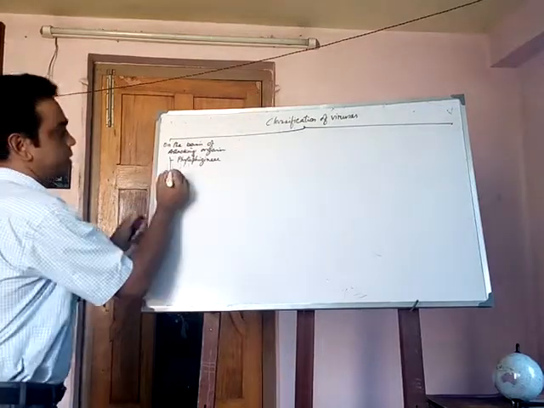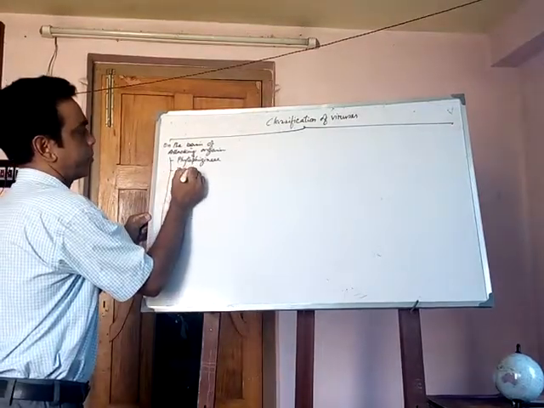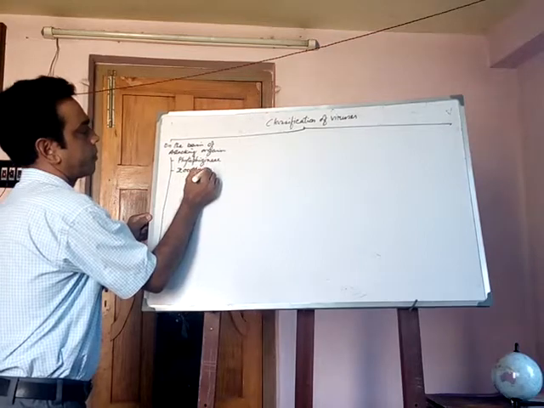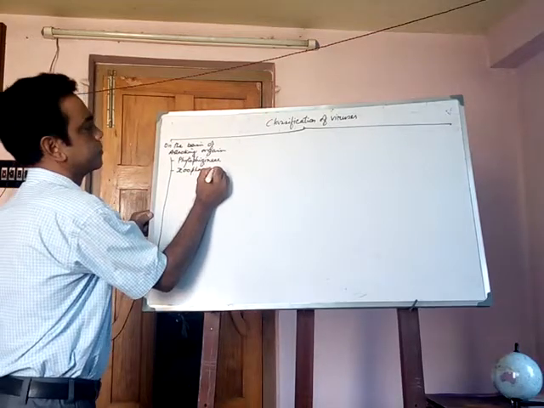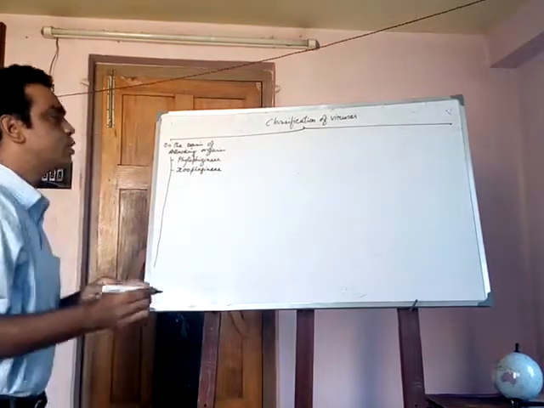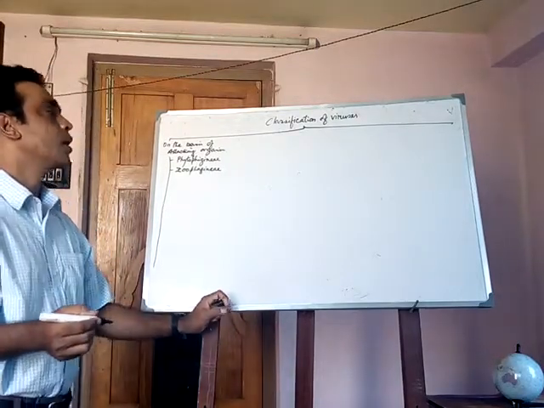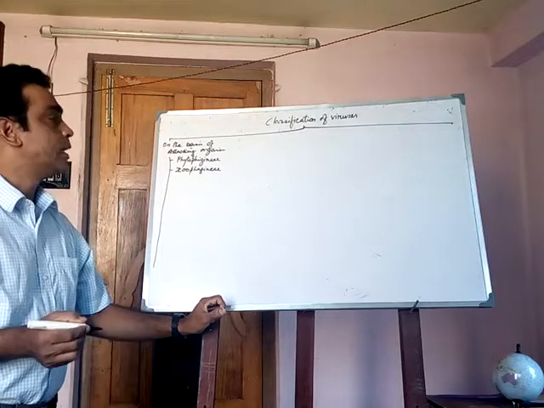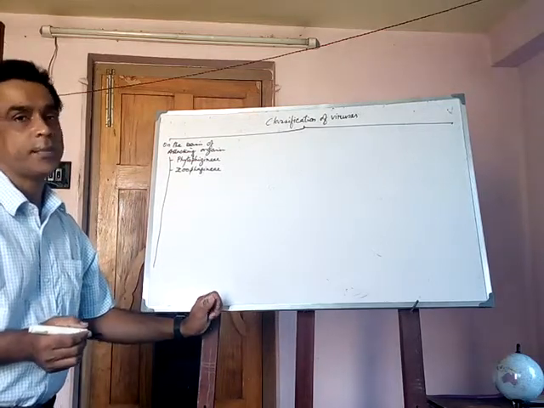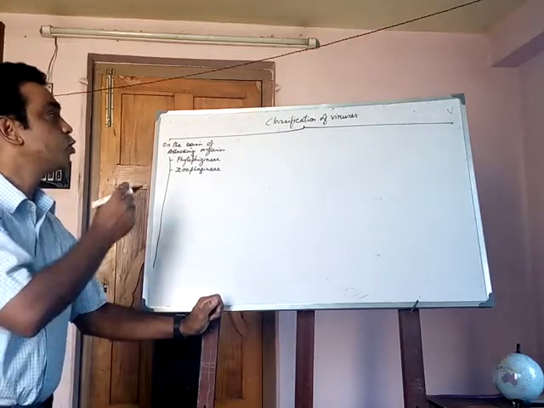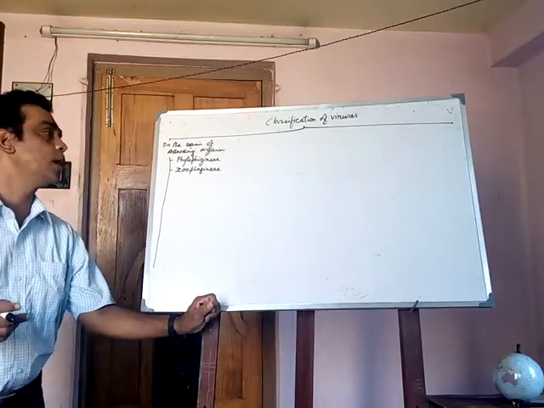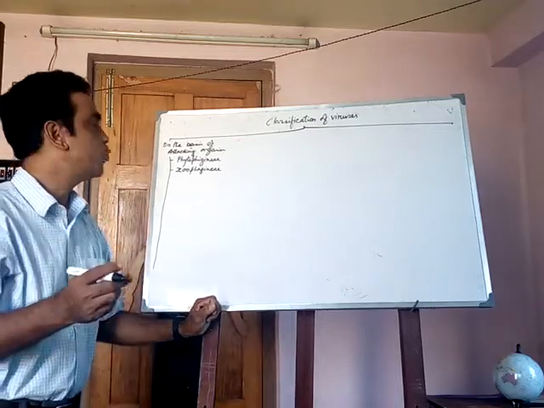Next, zoophagy. What is zoophagy? Zoophagy is a type of virus by which only the zoo, that is animals, can be attacked. So animal-attacking viruses are called zoophagy.